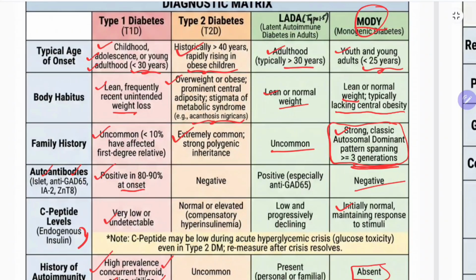Family history is present in both type 2 and MODY, but the difference is it is not like autosomal dominant, which is present for at least 3 generations. It is not like that. That is the difference in type 2 and MODY. So that family history is lacking in LADA.